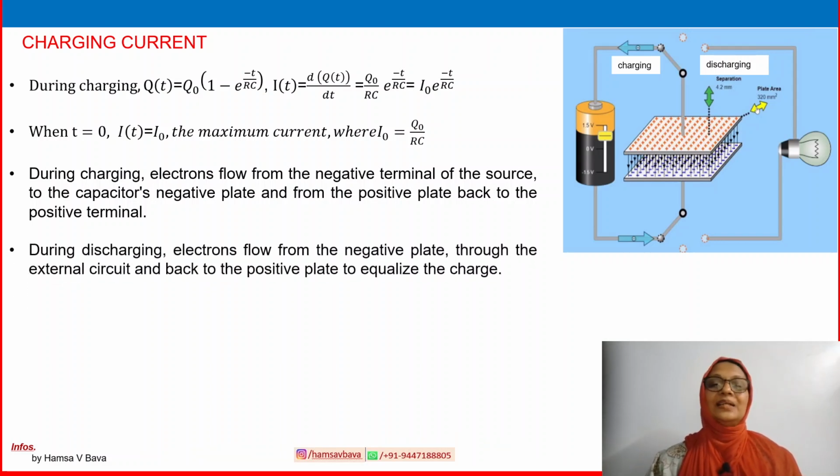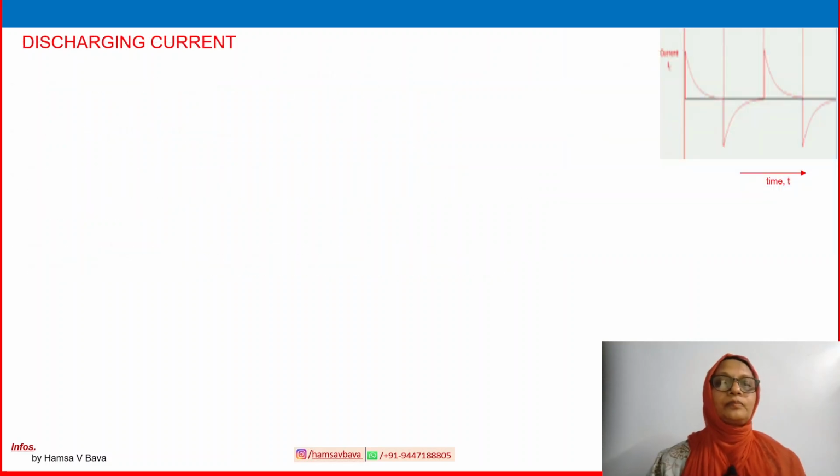During discharging, electrons flow from the negative plate through the external circuit and back to the positive plate to equalize the charge. That also you can see when in the discharging mode, from the negative plate the current is flowing and coming back to the positive plate. That is shown here. Then the shape of discharging current and charging. The upper part shows the charging current while the lower part shows discharging current.